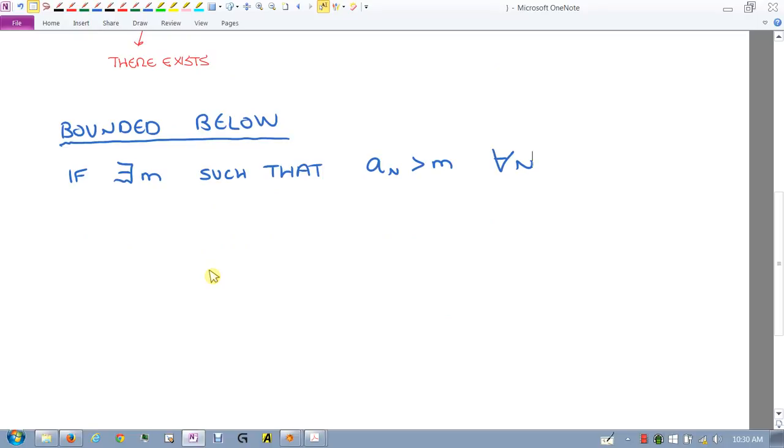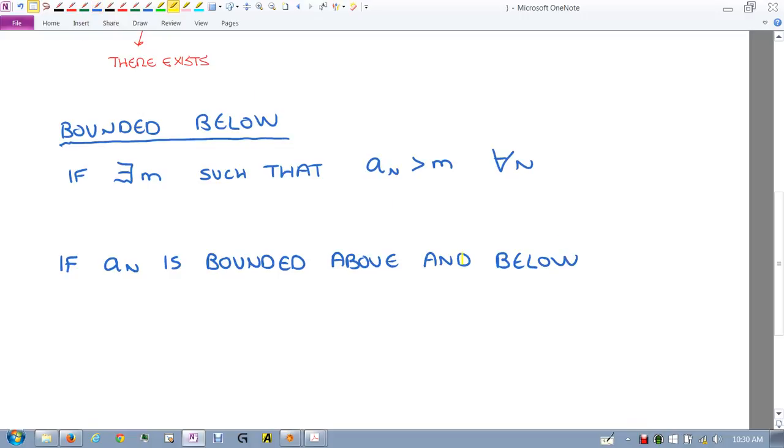All right, so now with that, we say if A sub n is bounded above and below, okay, above and below, we call it, or we say, A sub n is bounded.